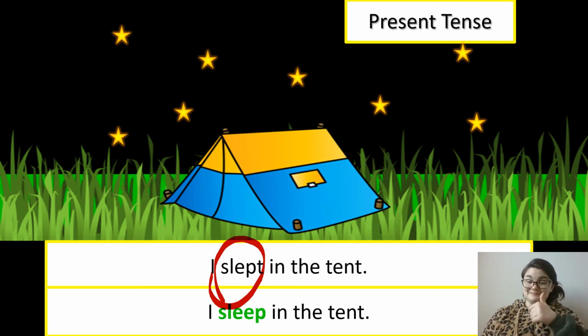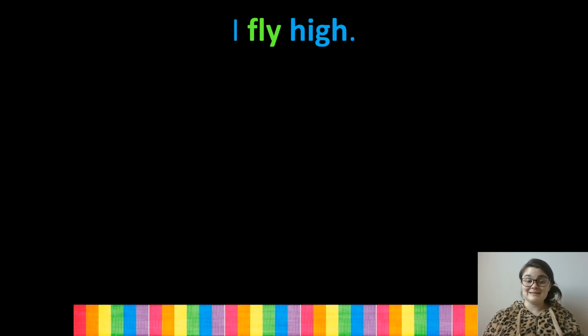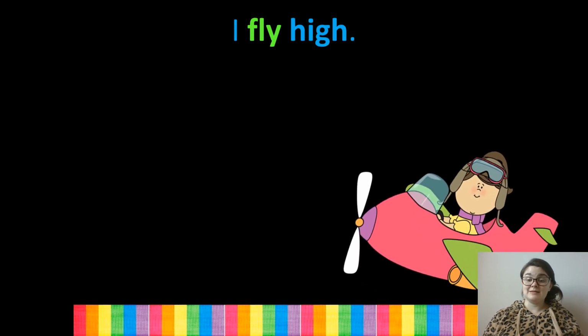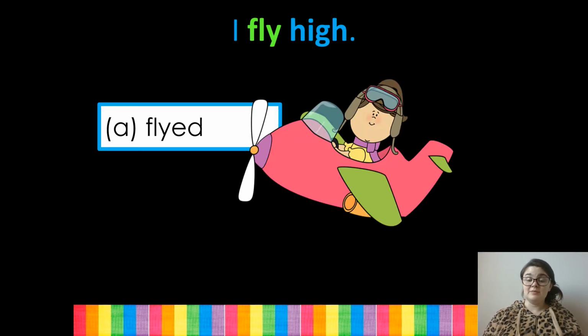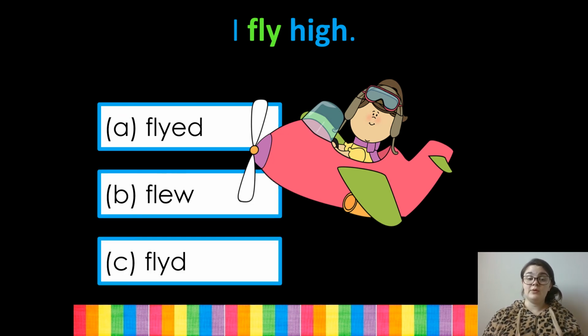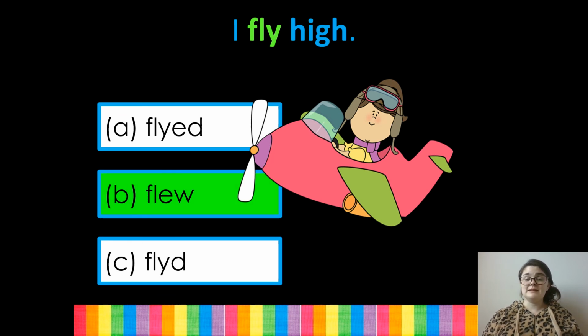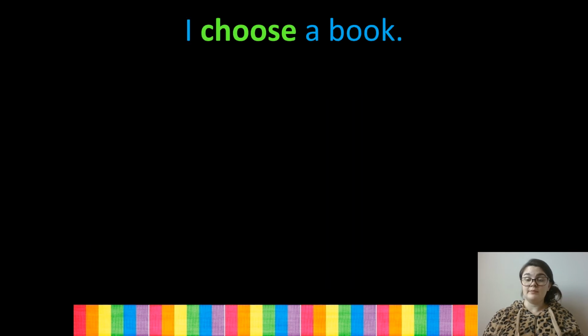Good job. Our next sentence is I fly high. Fly is a word in the present tense. Change the word fly to the past tense. Would the past tense for fly be A, flied, B, flew, or C, flied? Choose your answer and write it down. The answer is B, flew. I flew high. That's an irregular past tense verb.